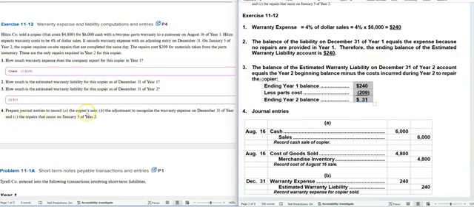So let's go ahead and prepare journal entries to see all of this happening. Okay, so let's start with the copier sale.